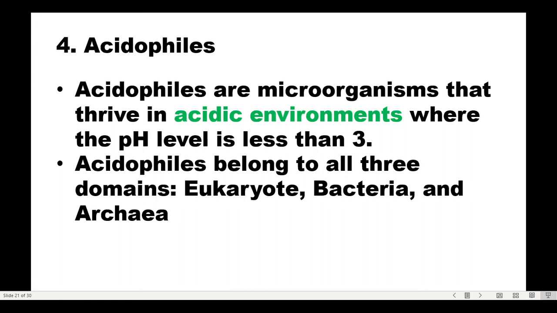Next, acidophiles. Acid. Dun sila mahilig. Okay? Ang pH level ay less than 3, so very acidic yon. Acidophiles belong to all three domains. Okay. So, may acidophiles din sa eukaryote, may acidophiles sa domain bacteria, meron din sa domain archaea. Okay? So, ano pinagkaiba nun? Yung structure, siguro pag eukaryote, yung acidophile na yun, mas complex yung structure. Unlike dun sa domain ng bacteria and archaea. Okay, present sila dun sa tatlong yun.